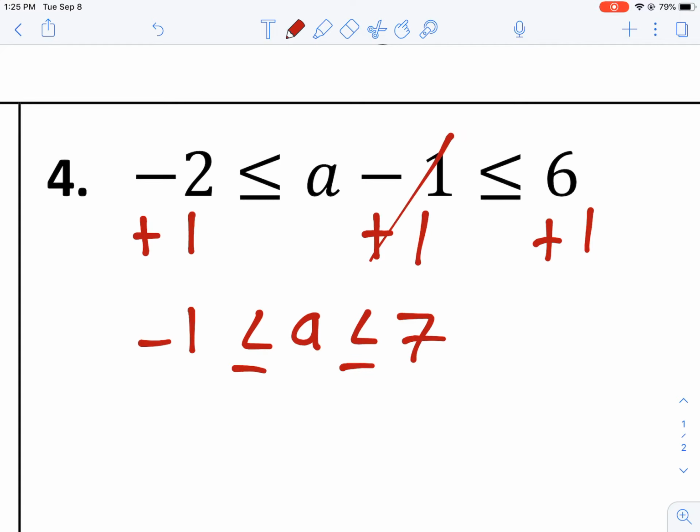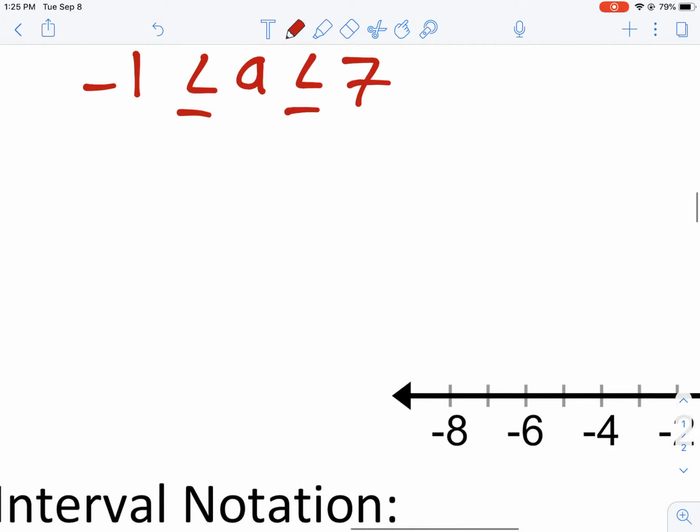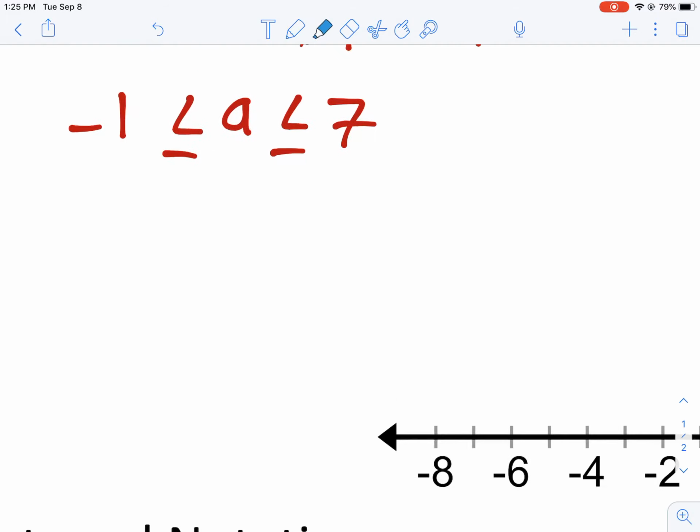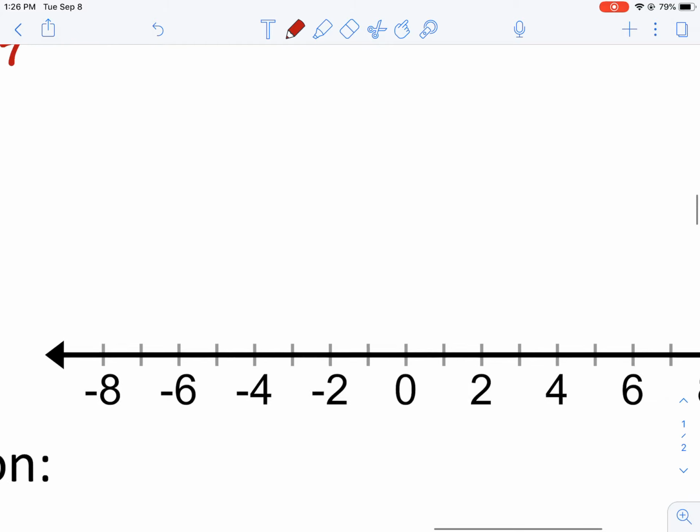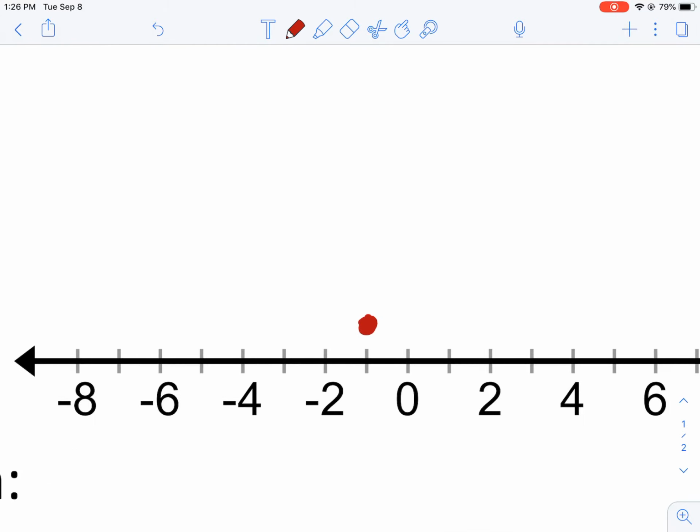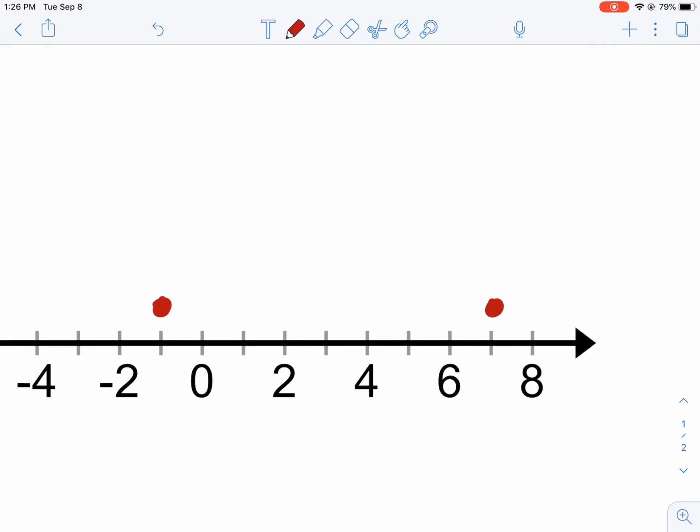So we're going to add 1, that cancels out that 1 in the middle, gives us -1 on the left, gives us 7 on the right. And now we graph this, all right? So you got to look at your symbols. We've got an equal to on both of them, right? So it's going to be 2 closed dots. So we're going to have a closed dot at -1. We're going to have a closed dot at 7.